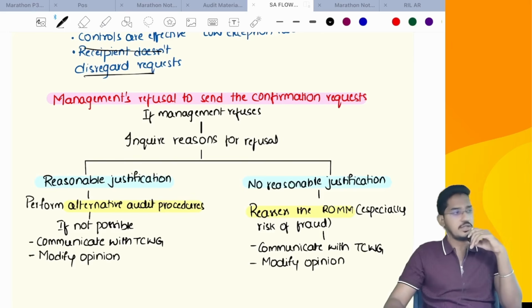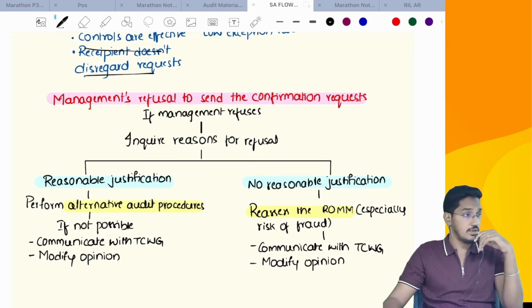Earlier they were saying yes to everything. "Okay, sir, do whatever you want." But now they have shown their true color. Now, when you want to communicate with the third party, they come and tell you, "No, don't communicate," and they don't give any valid reason.